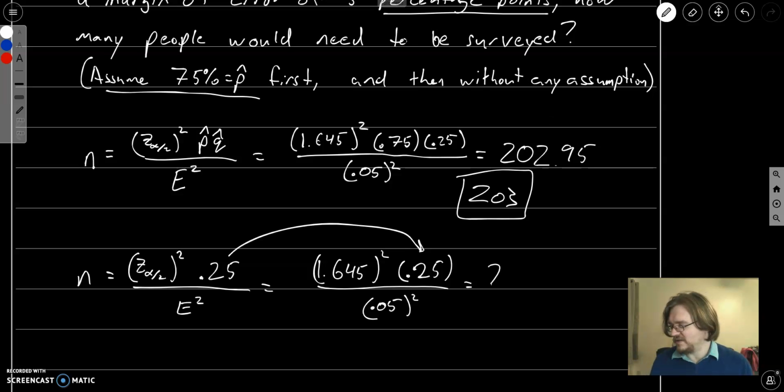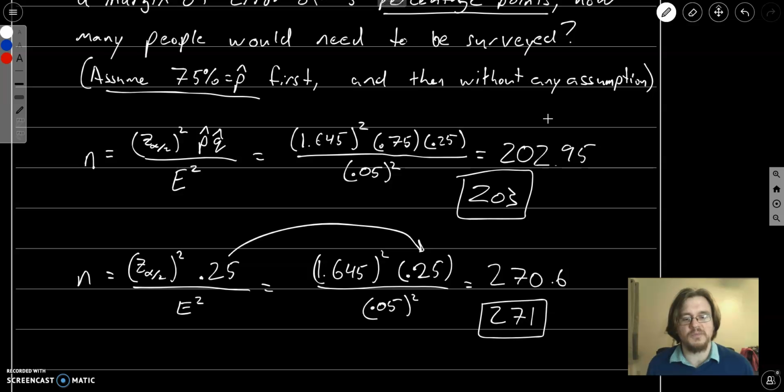And for this one, we get 270.6. So if we're surveying people, I can't survey 0.6 of a person, so we would want 271. So again, if we know a little bit about the population and we were able to guess what our p hat should be, we don't need as big of a survey. But if we have no information and we still want to create a confidence interval that is a particular size, we'll just have to survey more people. And by surveying more people, we can guarantee that our confidence interval is as small as we want it to be.